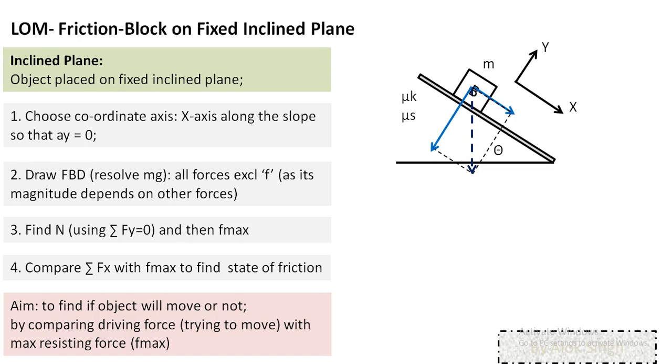Now, we figure this out by comparing the driving force, which is trying to move, with the maximum resisting force, which is the maximum frictional force. Once we find out the state of motion, it becomes much easier to solve the question.